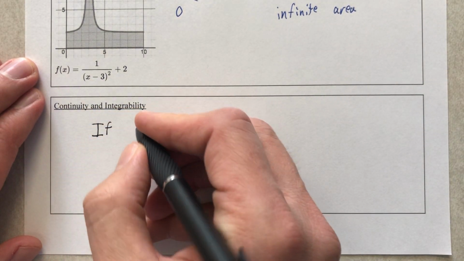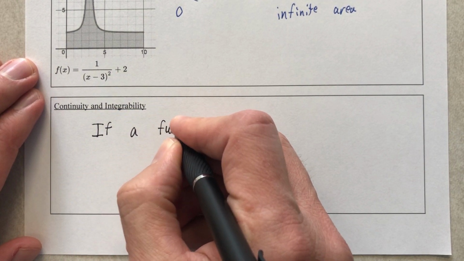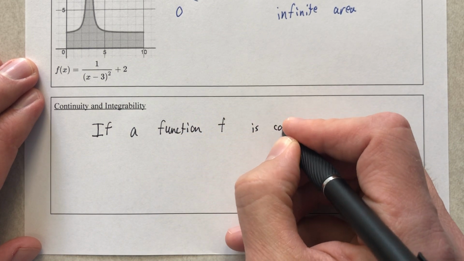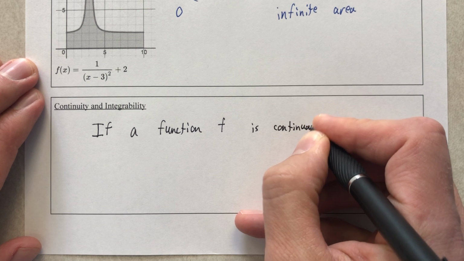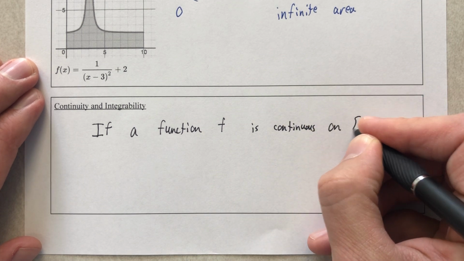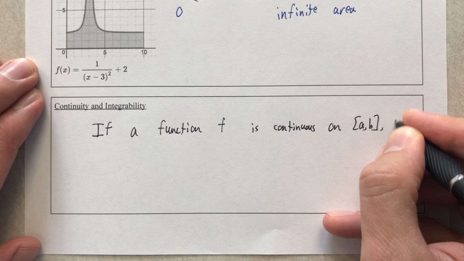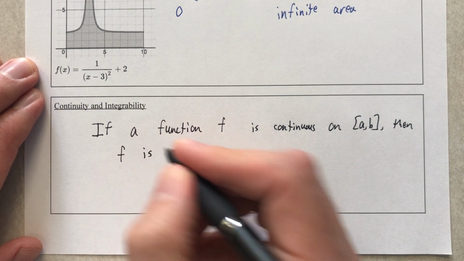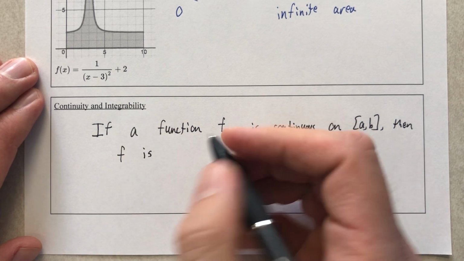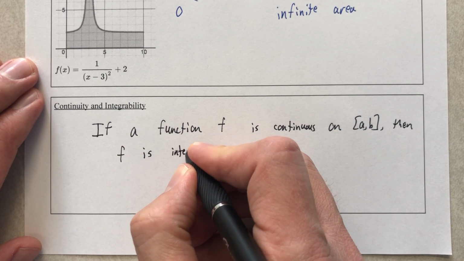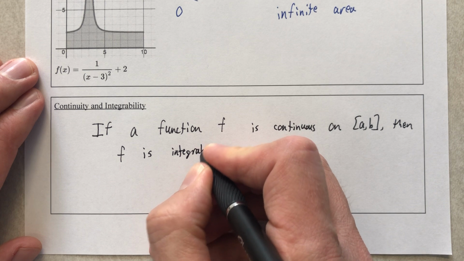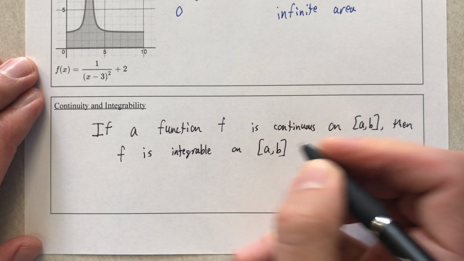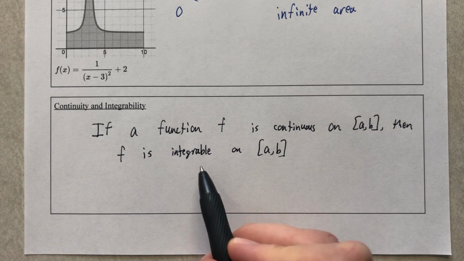If a function, which we will call f, and it is continuous on an interval from a to b, then f is, okay, new word, and you can see it right here. f is integrable on the same interval. So if I have a function that's continuous, then I can integrate.